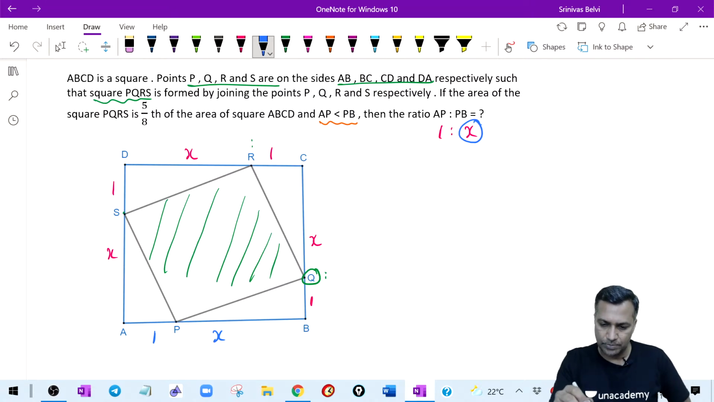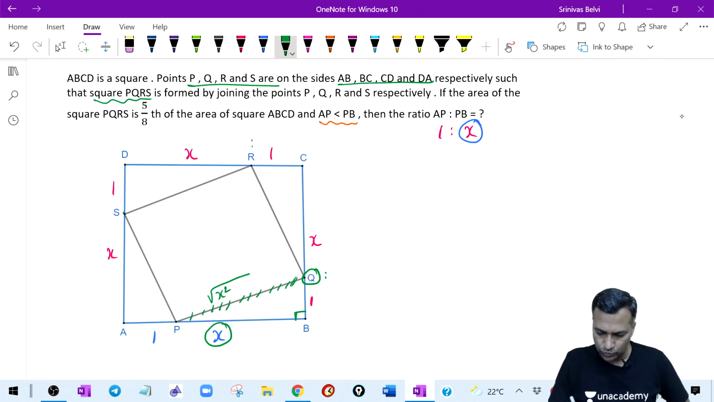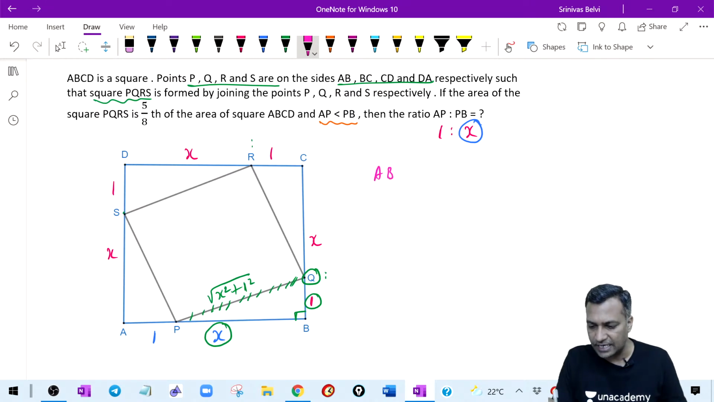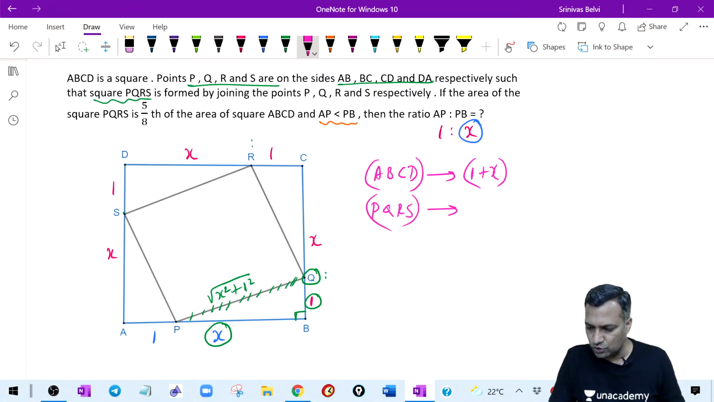Okay, therefore what is the side PQ now? Side PQ, it's a right angle triangle. This side PQ I'm talking about. Let me first find out what is the side PQ. If I want to find the side PQ, you understand that this is under root of one leg is x, therefore x square. Another leg is 1, therefore 1 square. This is the side of the square. Therefore, what is the area? Earlier, the side of the square ABCD is 1 plus x. Side of the square PQRS is under root of 1 plus x square.